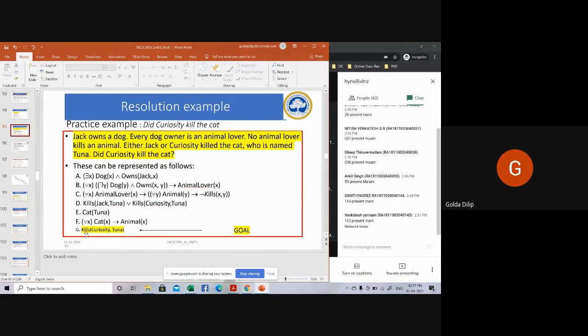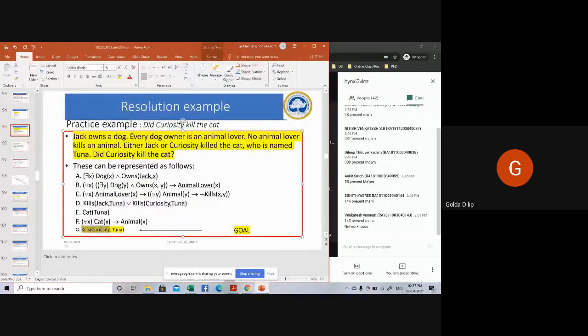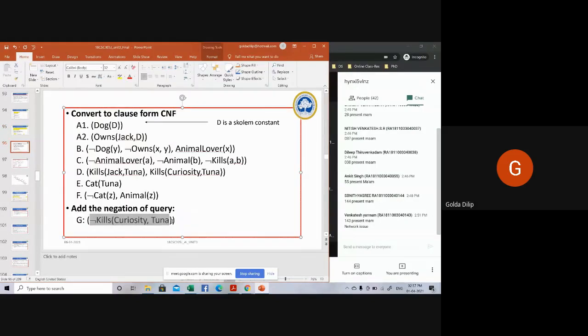Now we are trying to learn the refutation proof tree, how to draw it. For that, you negate the goal. You can see here this was kills(curiosity, tuna), and you are negating it: not kills(curiosity, tuna). Then you add it to the existing clauses and start drawing the refutation proof tree. So now let's try to draw this.